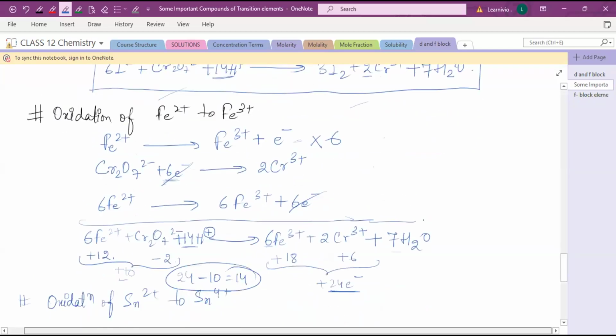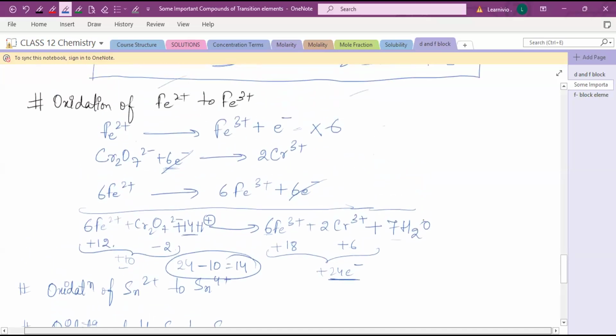Is it clear now? Yes or no? If there's any doubt in any step, you can just ask me to repeat. Yes, Ali, Rimdha, Qudsiya, Lubna. No, ma'am.